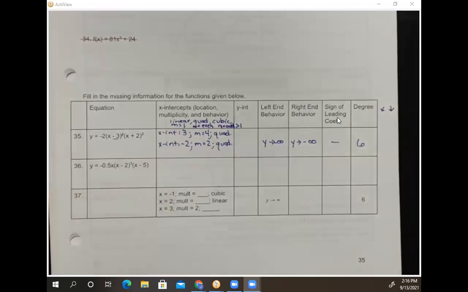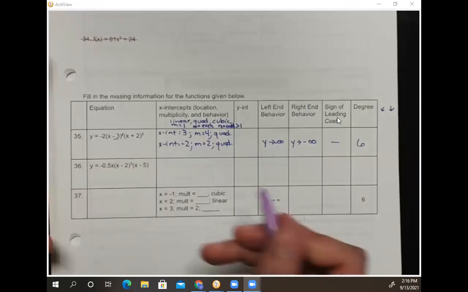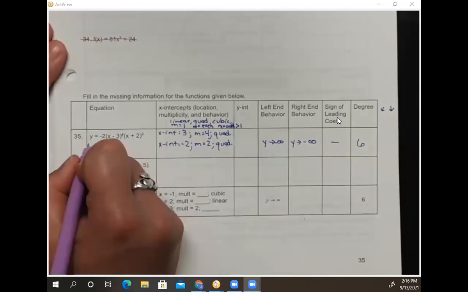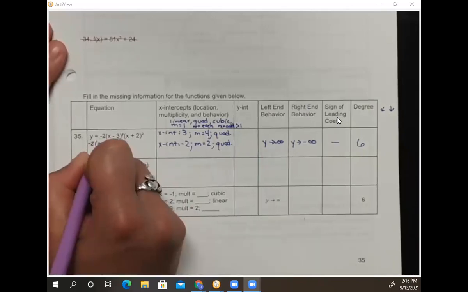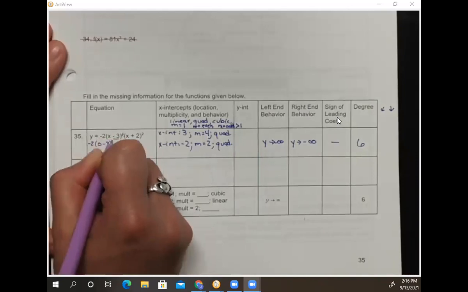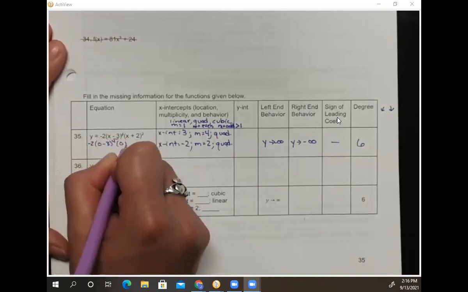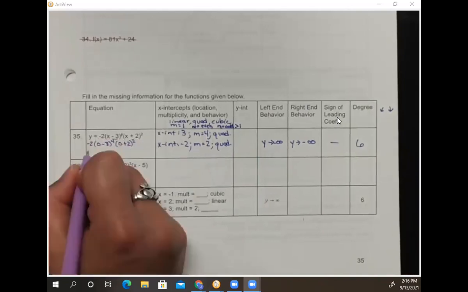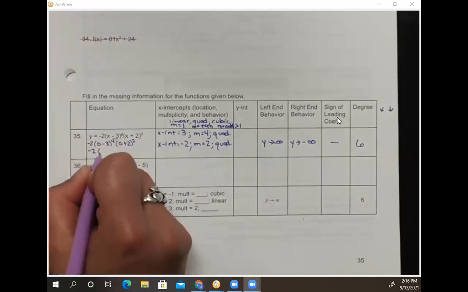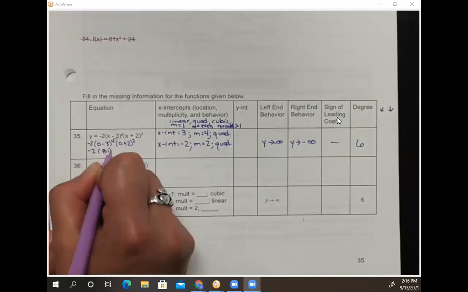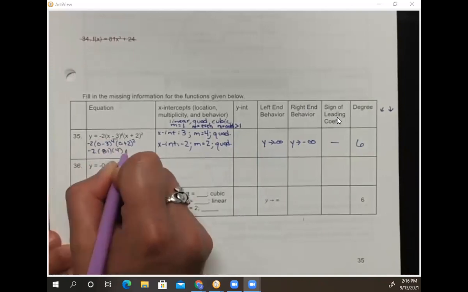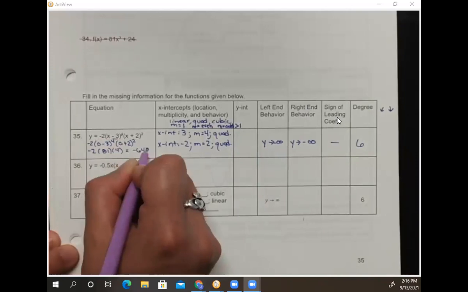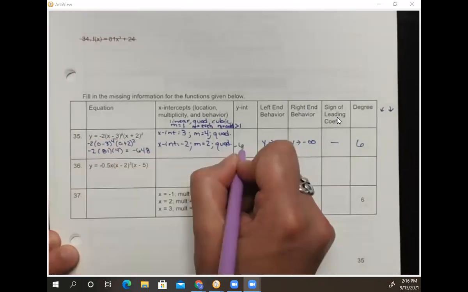The final thing I'm asking you for is the y-intercept. The y-intercept happens when x is 0, so I can find the y-intercept by plugging in 0 for x. So that would be -2 times 0 minus 3 to the 4th times 0 plus 2 squared. You may need a calculator to help you simplify this, but that's okay. So this would be -2 times 81 times 4. That would give us -648. So our y-intercept here would be -648.